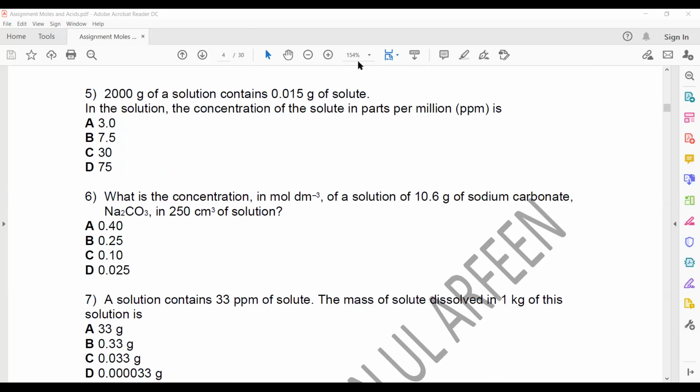Okay, 2000 grams of a solution contains 0.015 gram of solute. In the solution, the concentration of a solute in parts per million is, so how can you find the formula for concentration in ppm? It is equal to amount of solute divided by amount of solvent or amount of mixture.